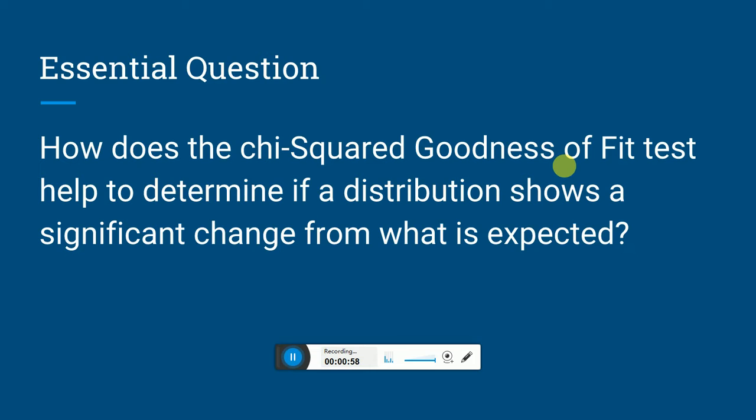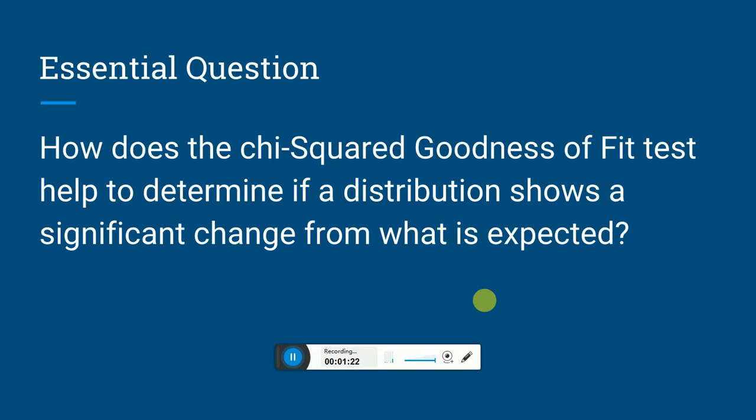What's up, happy people? This is G Soul, and today we're going to talk about the chi-square goodness of fit test. As you see in this central question, we want to talk about how the chi-square goodness of fit test helps to determine if a distribution shows a significant change in the entire distribution breakdown from what is expected.